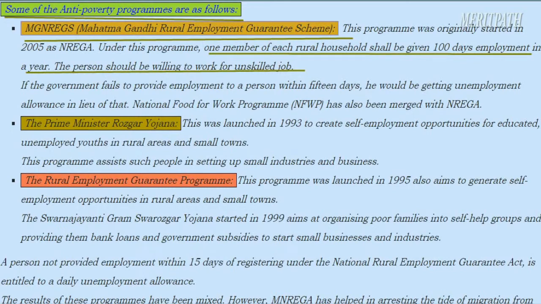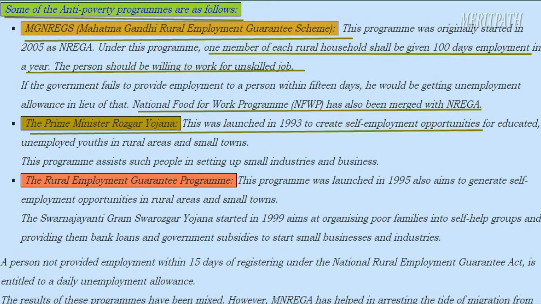This program was originally started in 2005 as NREGA. Under this program, one member of each rural household will be given employment for 100 days in a year, and the person should be willing to work for any unskilled job. If the government fails to provide the employment within 15 days, then he would get an unemployment allowance in lieu of that. The National Food for Work program was also merged with NREGA.